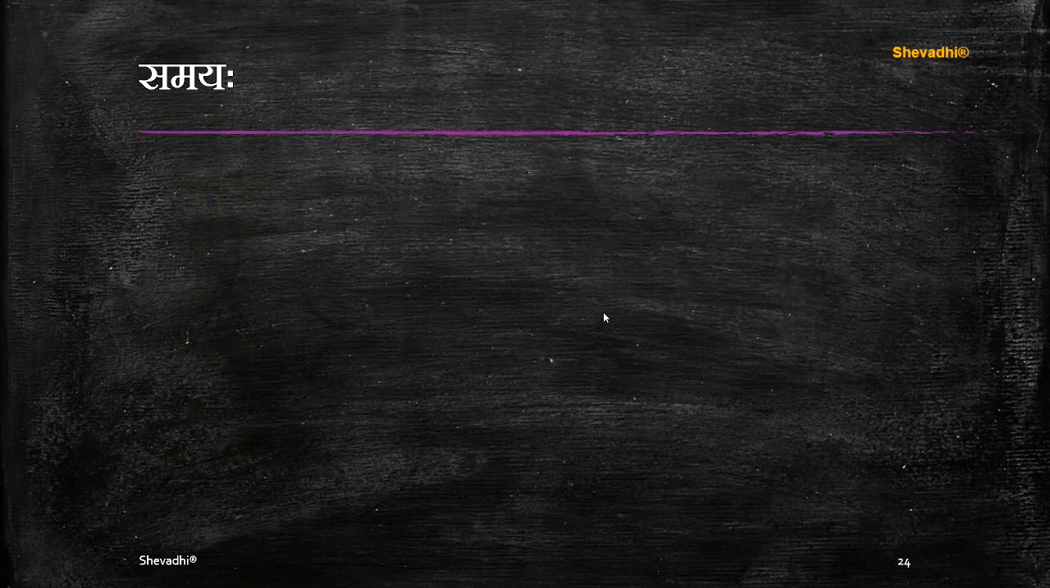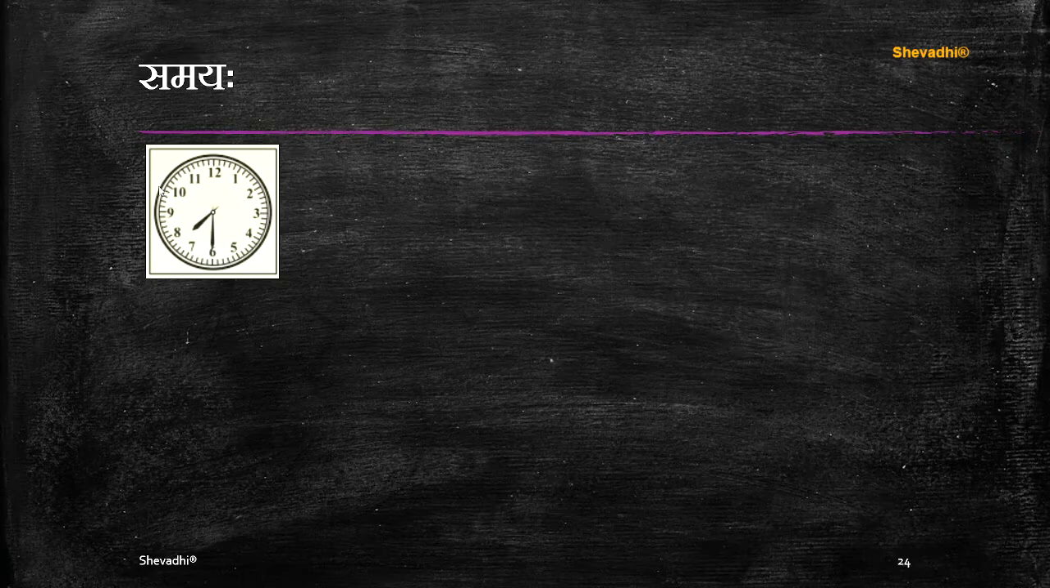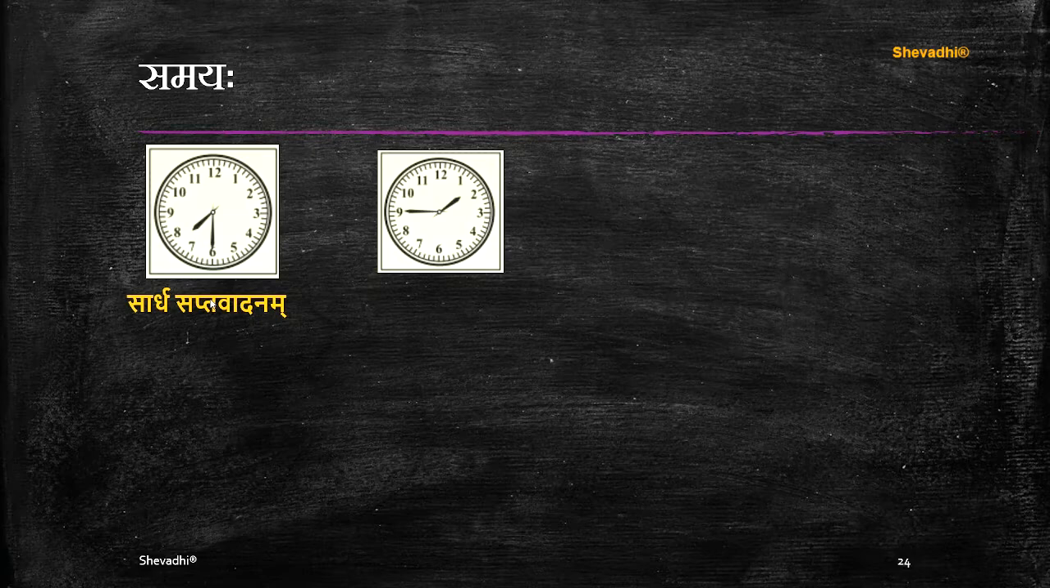For example, usually in the question paper, you will get the time in Roman numerals. For example, 7:15. We are just doing this with a clock, and in some regional question papers, they might also give the clock. Here it is 7:30, so it is sardha for half, and for 7 o'clock it is sapta vadanam. The next one, it is 1:45, or 15 minutes to 2 o'clock, right? So it becomes padona dvi vadanam.